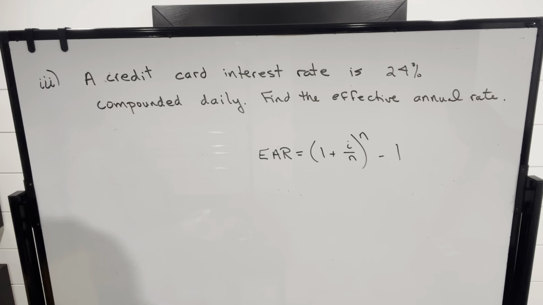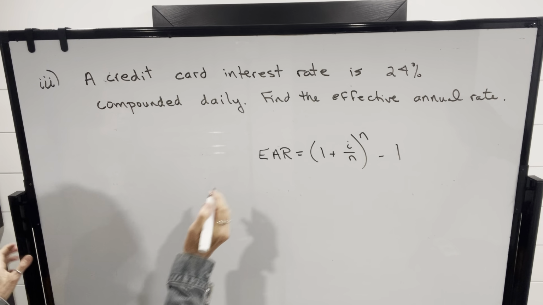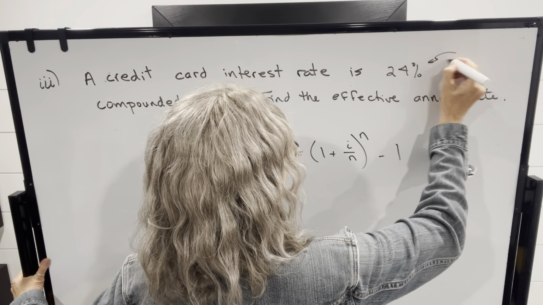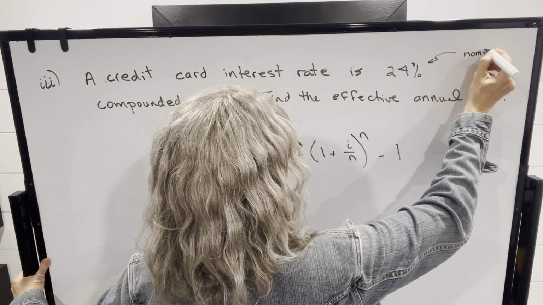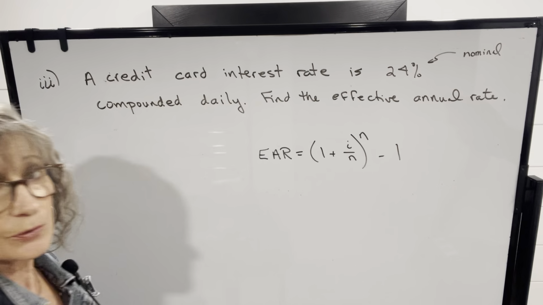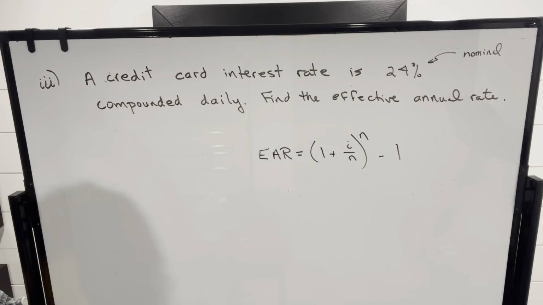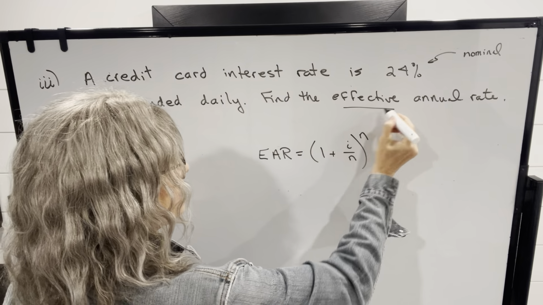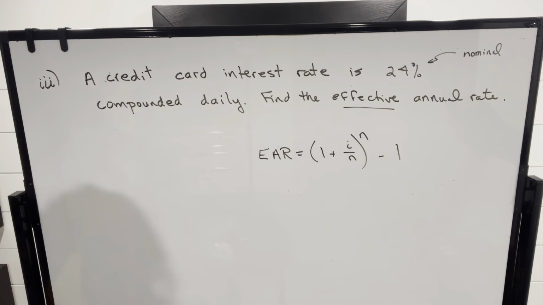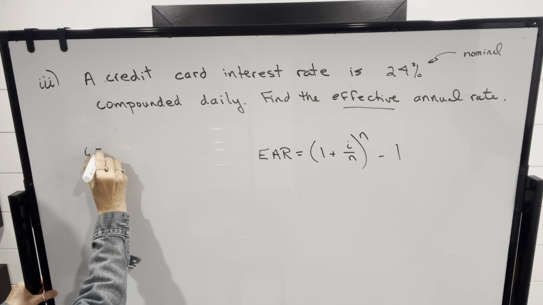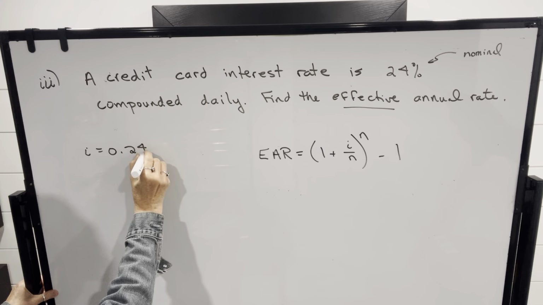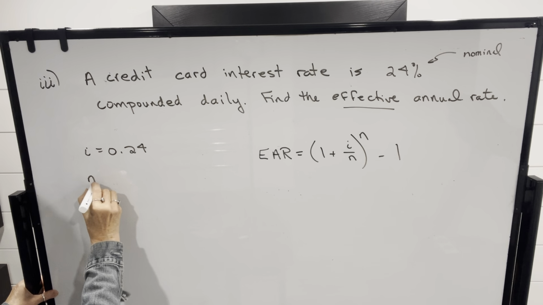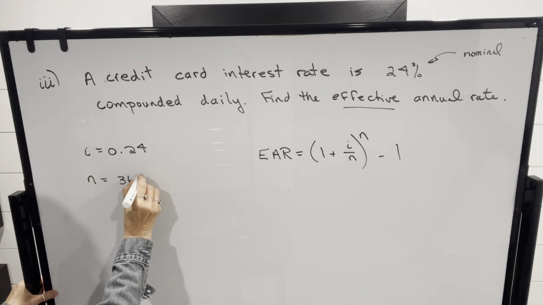annually. The next example says a credit card interest rate is 24% compounded daily. Find the effective annual rate. So this is our nominal interest rate, or also called our APR, and we want to find our effective interest rate. So we're going to use this formula. I is 0.24, and N, if it's compounded daily, N will be 365.